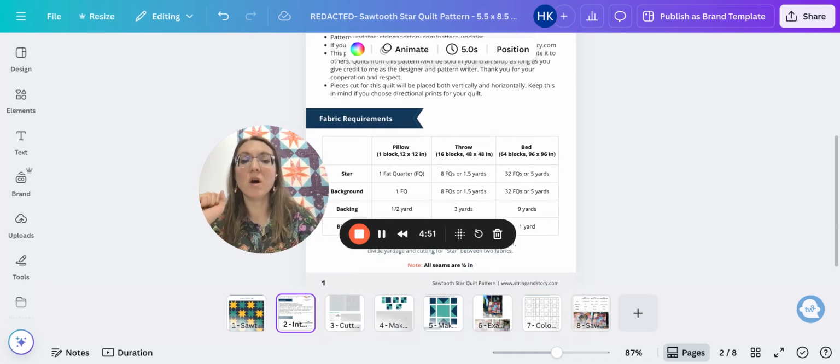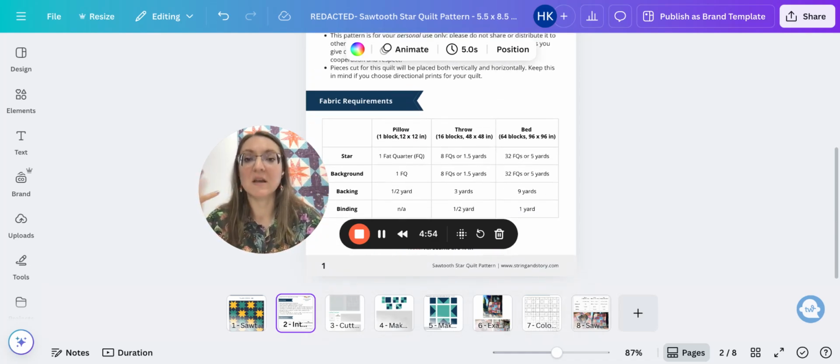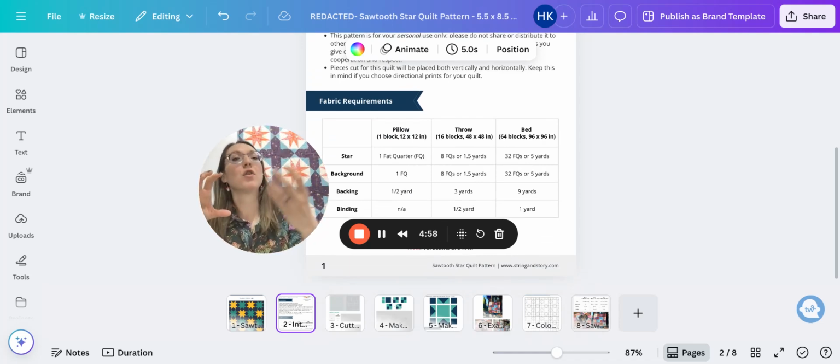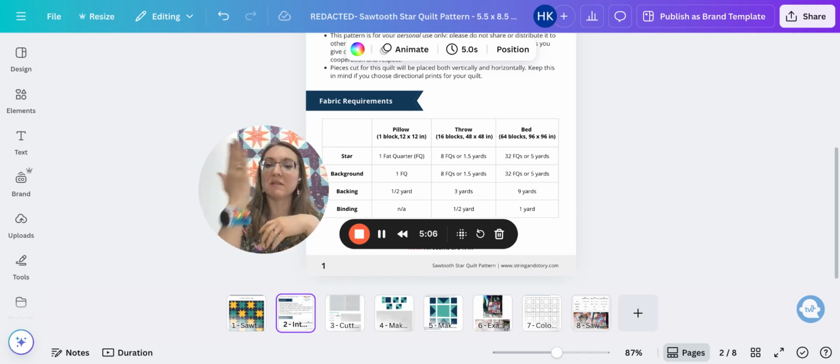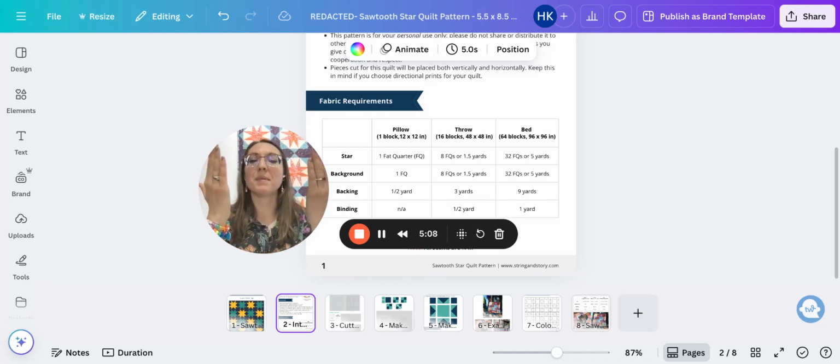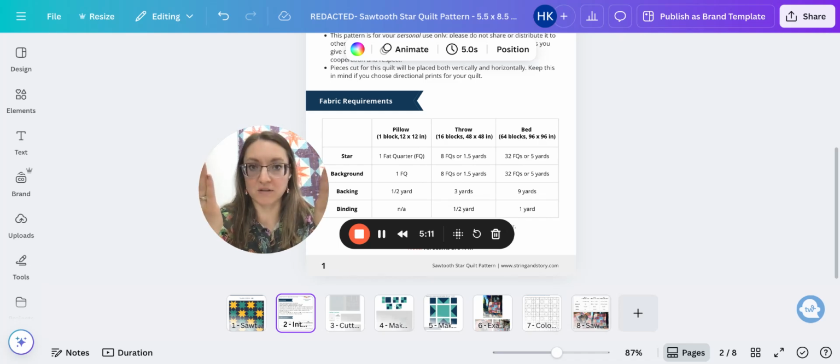Now on this page, we also included a repeat of those fabric requirements that were on the back of the quilt pattern. Now, this doesn't always work layout wise to repeat this information, but because we had the space, we decided it would be really useful so that you can see those fabric requirements opposite the beginning of the cutting instructions.